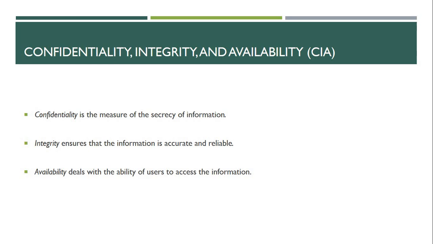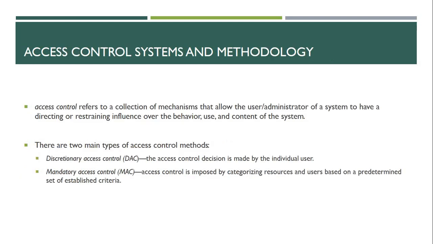Whereas, when we say integrity, it ensures that the information is accurate and reliable. If transmitted from one place to another, it ensures that the data were not tampered with. Okay? Or there are no alterations or modifications being made. When we say availability, it deals with the ability of users to access the information. It is commonly achieved through access control systems, redundant links and servers, and also with policies that take natural disasters into consideration. Now let's proceed with the first domain of the Common Body of Knowledge, which is access control systems and methodology.